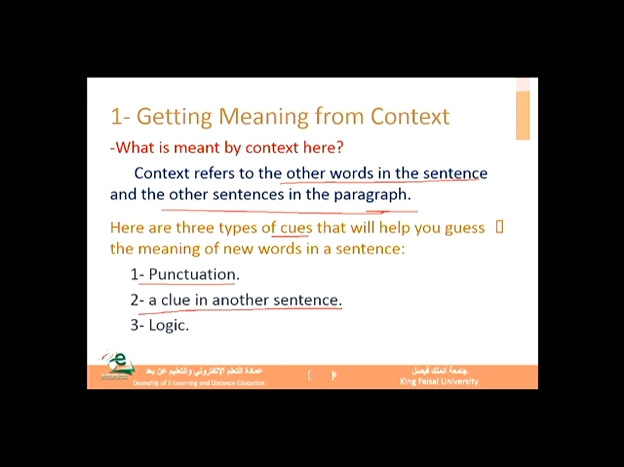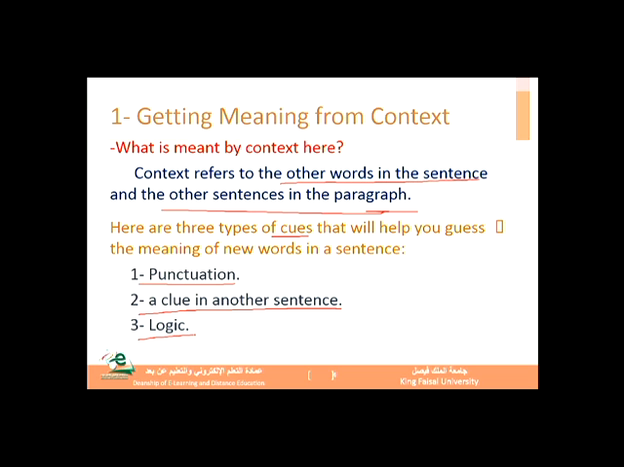The third strategy or cue to help us to identify the meaning of new words is basic logic. Sometimes it's really logical. You can tell the meaning of the new word even though you have never heard it before.